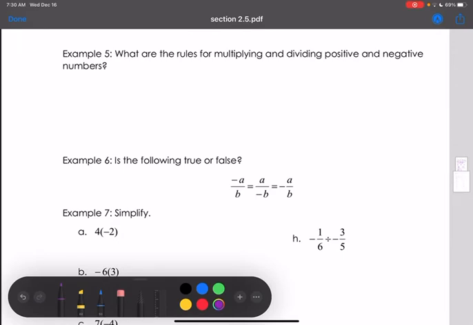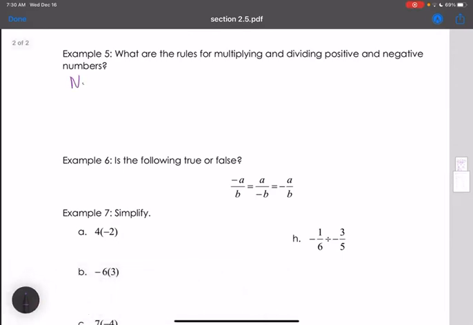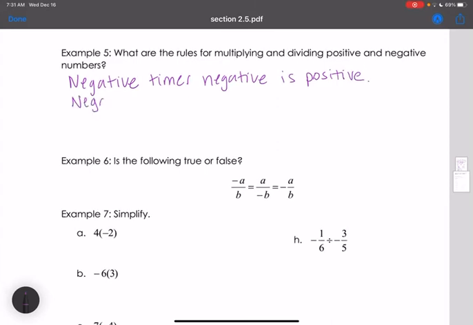Okay, so I'm just going to write them all out. Here we go. Negative times negative is positive. Negative times positive is negative. Positive times negative is negative.